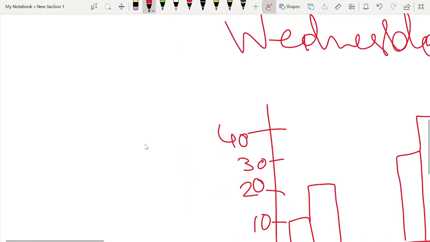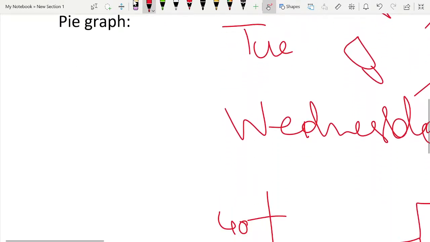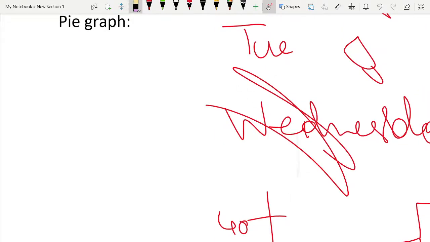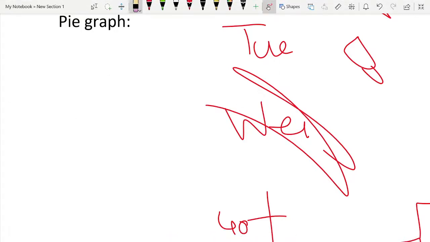Now, if we go up, now they talked about pie graphs. So if I just, I had to choose the rubber and do that. Yeah. Oops. Sorry. It's not rubbing out. That's fine. But so that's basically what that is.